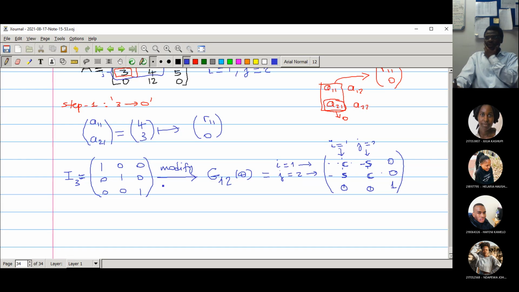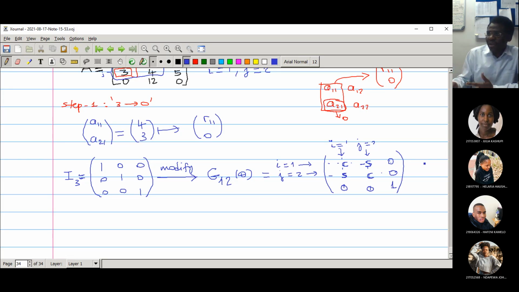Where those 4 lines intersect, along the diagonal, we replace the ones with C, and off the diagonal, we replace the intersection with S and negative S. That's exactly what we are doing. Okay, now that will be our G1,2.